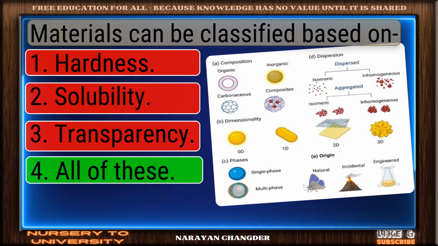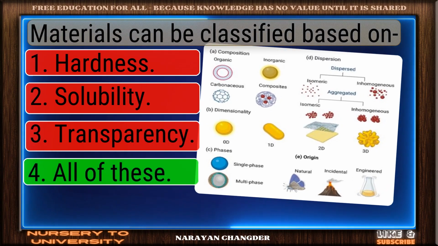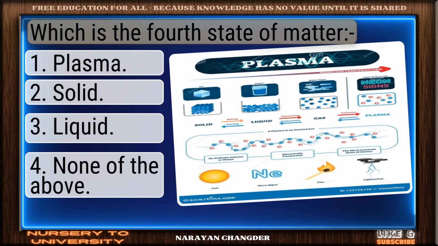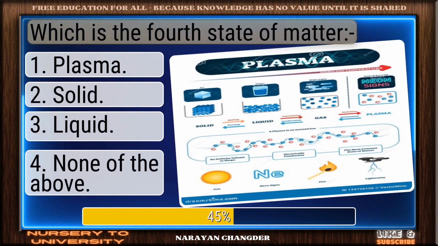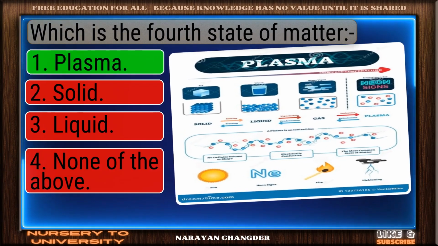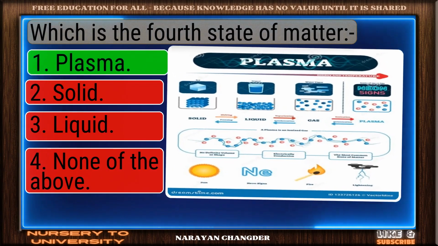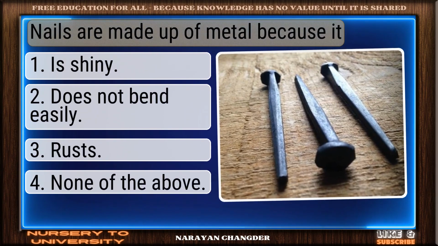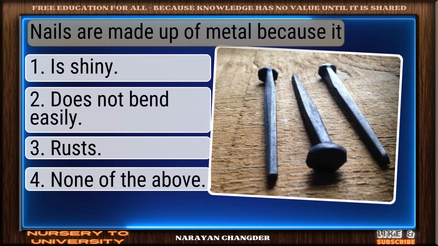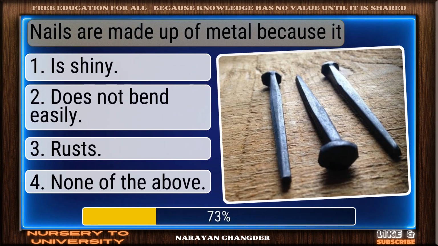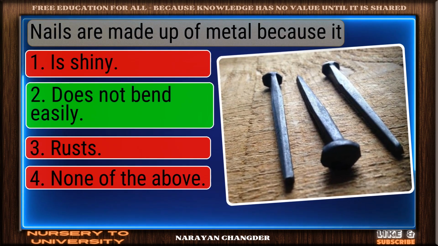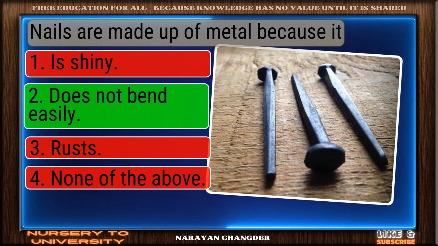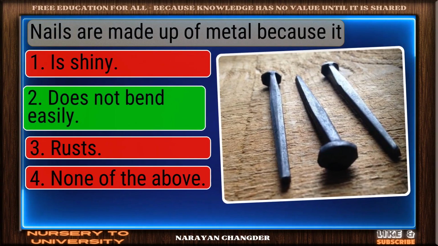On track. All of these is the correct answer. Which is the fourth state of matter? Sharp thinking. Plasma is the right choice. Nails are made up of metal because it... Right again. Does not bend easily is a valid answer.